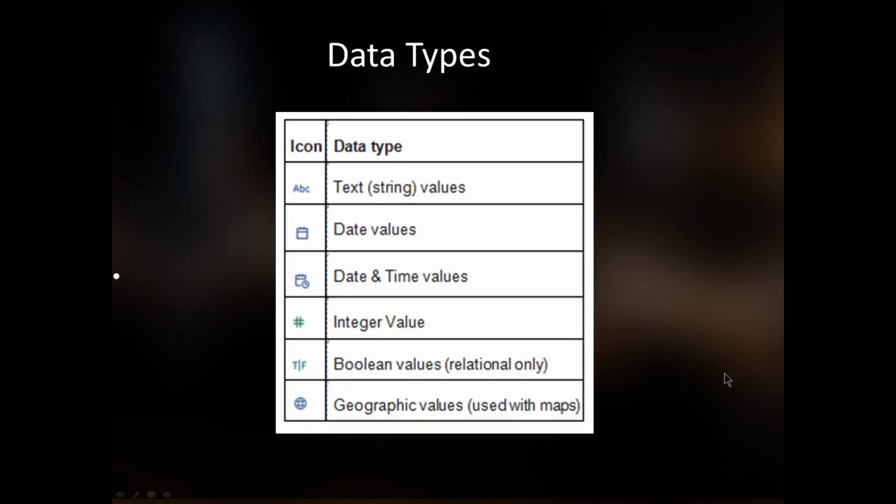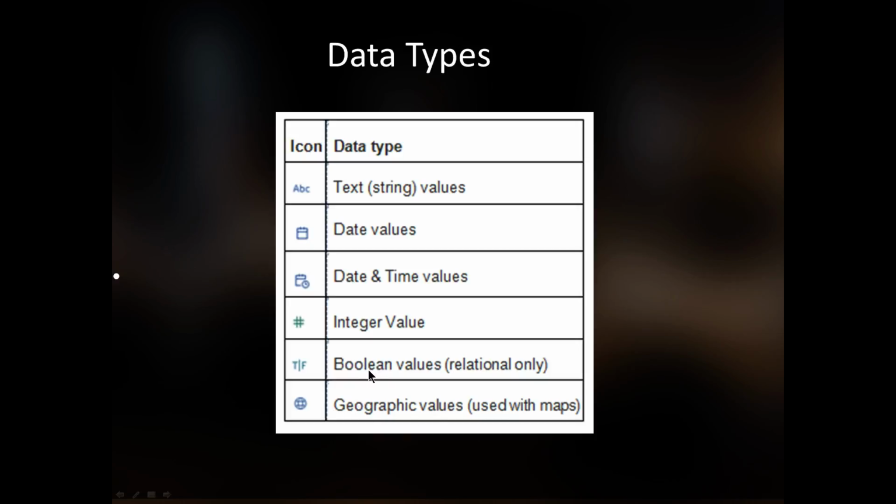The next one is integer. So integers are measures that you will be calculating. And you'll notice that with a green pound sign. And these are things that you'll be summing up or aggregating.